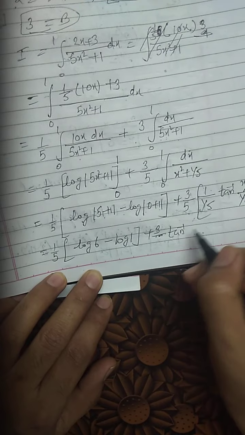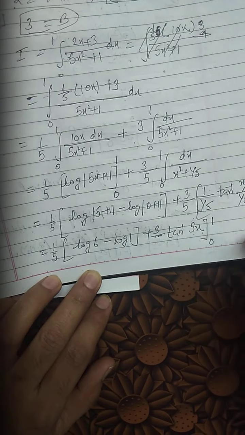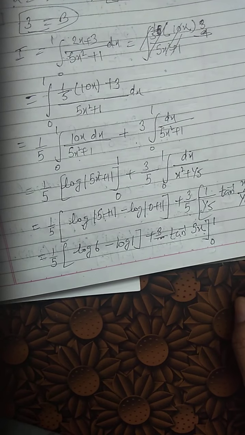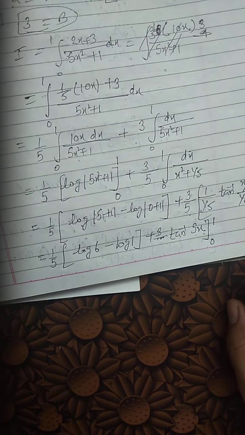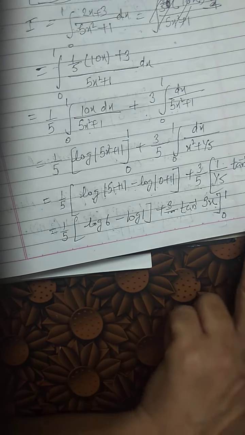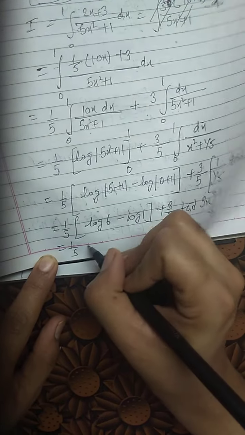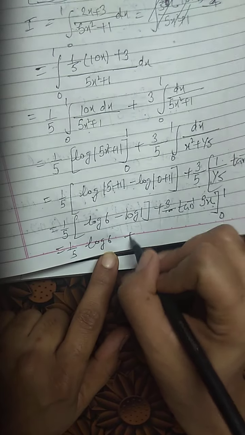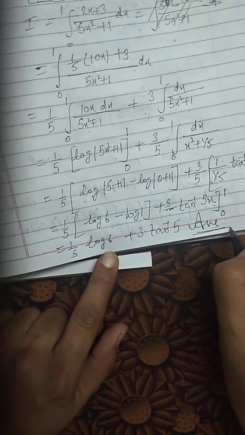3 into tan inverse, this will be 5x. The limits are 0 to 1. So tan inverse 5 minus tan inverse 0. Tan inverse 0 will be 0 only. Tan inverse 5 will remain tan inverse 5 only. So our final answer we can say here will be 1 by 5 log 6 plus 3 times tan inverse 5. This will be your answer.